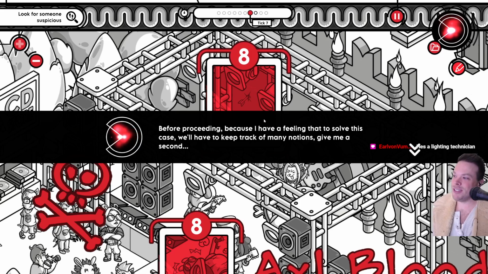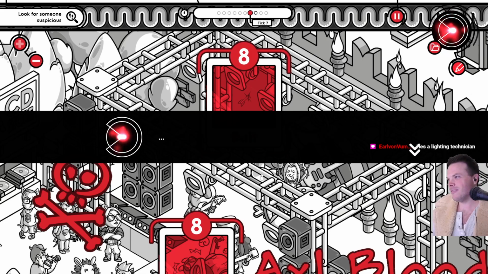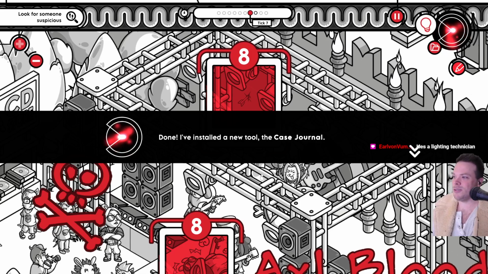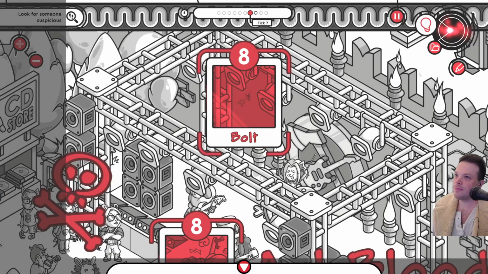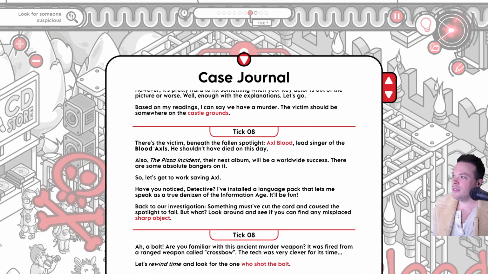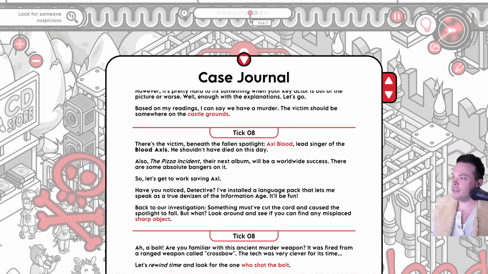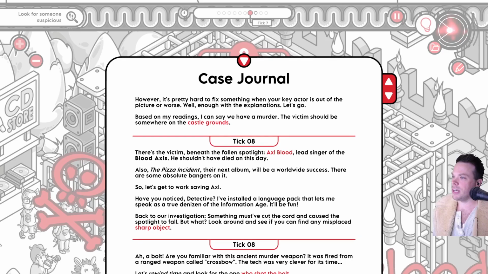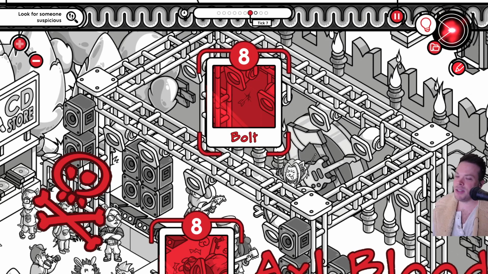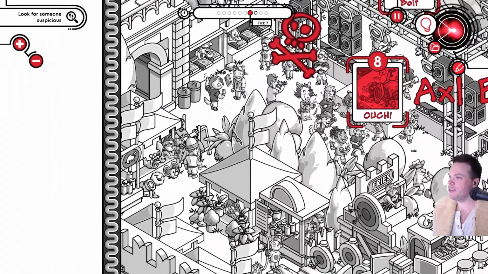Before proceeding, because I have a feeling that to solve this case, we'll need to keep track of many notions, give me a second. Done. I've installed a new tool, the case journal. Case journal. There's the victim, beneath the fallen spotlight, lead singer of the Blood Axles. Ah, the bolt. Okay, so this is just like message history from our robot friend. Anyway, we're on 7, and we're trying to find who shot the crossbow.